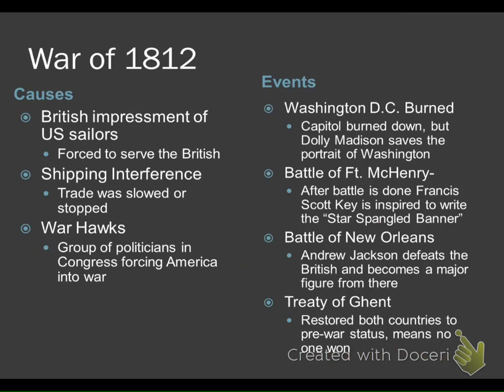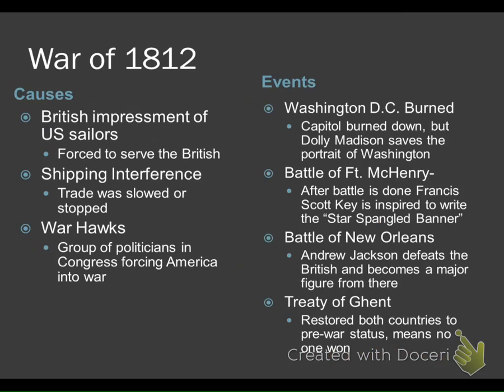After this war, we would build an entirely new White House since the previous one was burned down. At the Battle of Fort McHenry, after the battle was done, Francis Scott Key, a lawyer, was captured, and he watched the battle happen. While he was watching, he was inspired to write the Star-Spangled Banner, which, remember, is our national anthem. At the Battle of New Orleans, the war was actually over at this time.